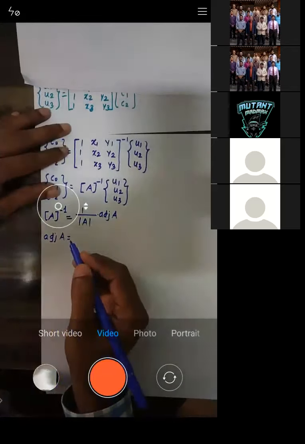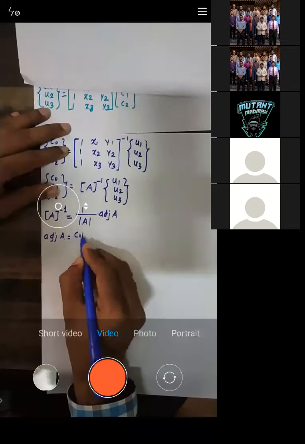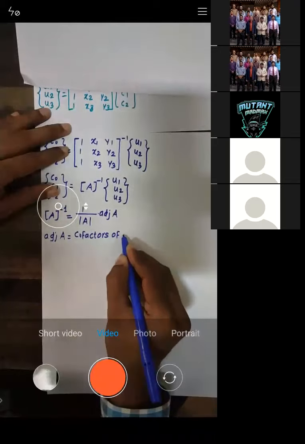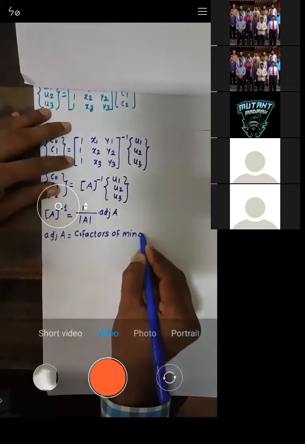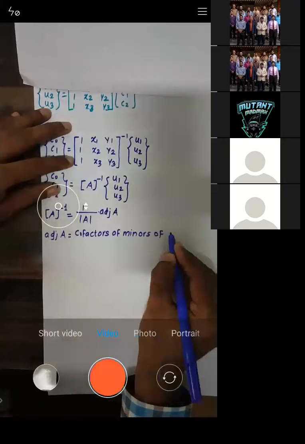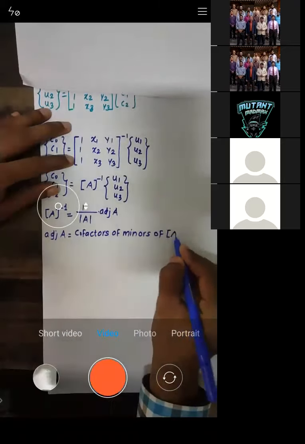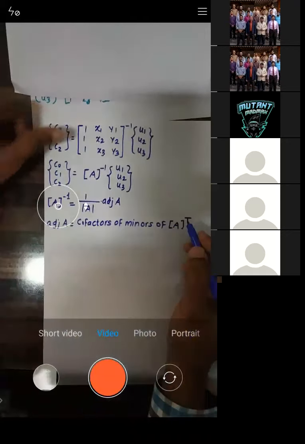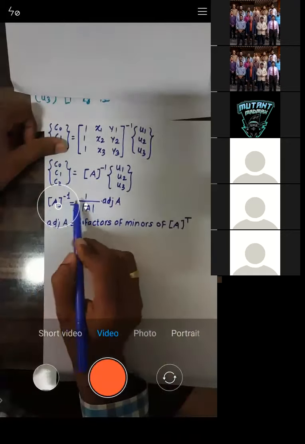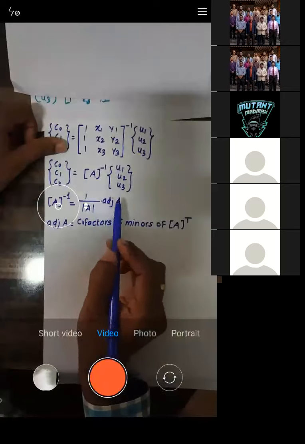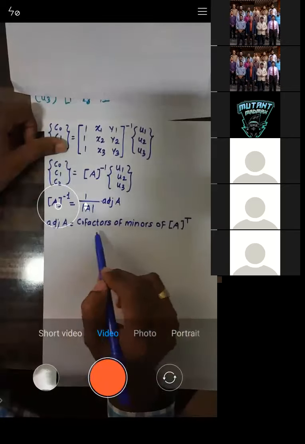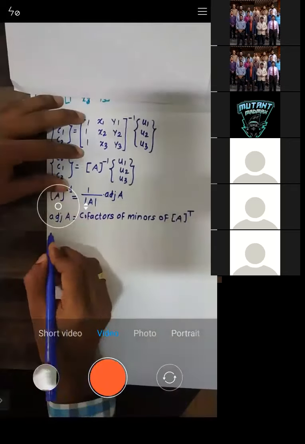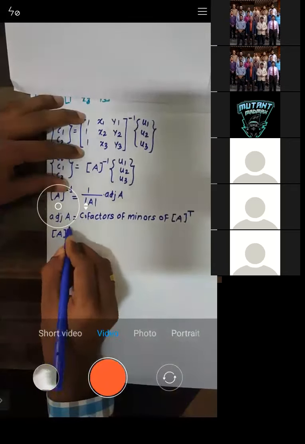Adjoint of A is given by the cofactors of minors of A transpose. In order to calculate the inverse, we require 1 by mod of A into adjoint of A. For calculating adjoint of A, we require cofactors of minors of A transpose. So let us first calculate A transpose.